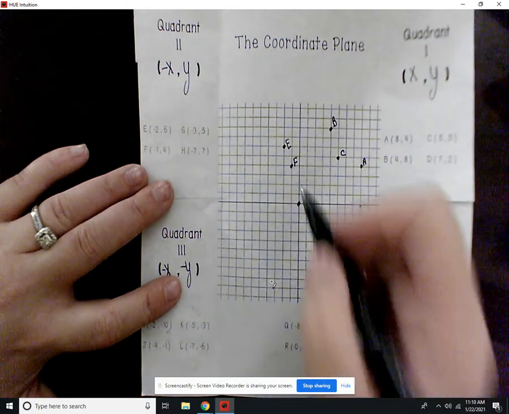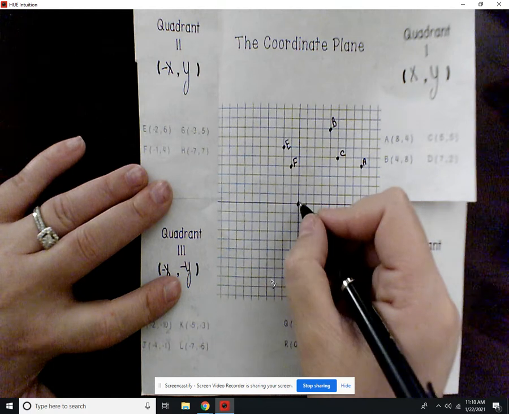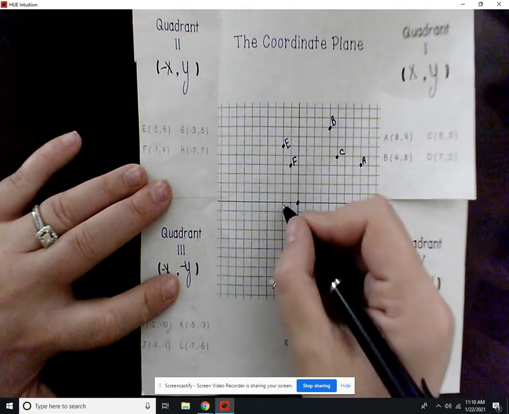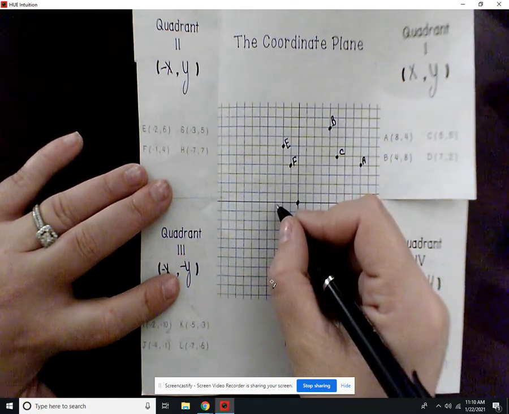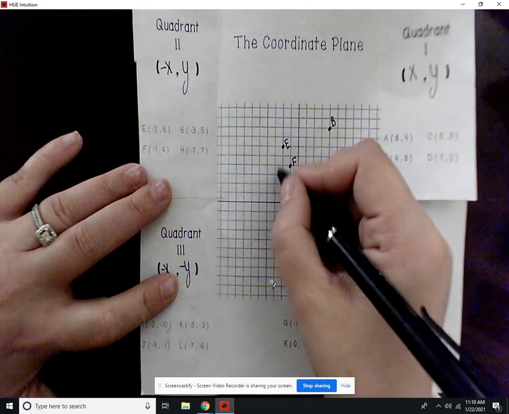Okay, letter G. Again, start in the center. Again, negative 3 is to the left. 1, 2, 3. And then positive 5 is up. 1, 2, 3, 4, 5.